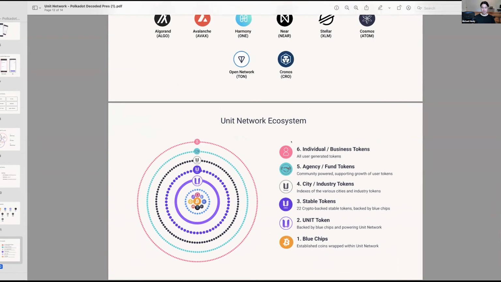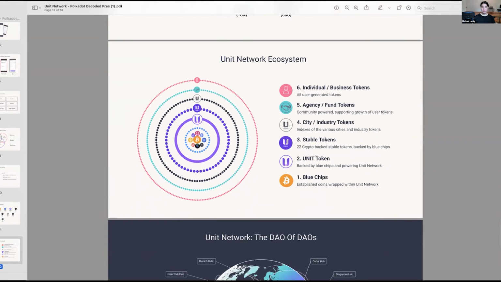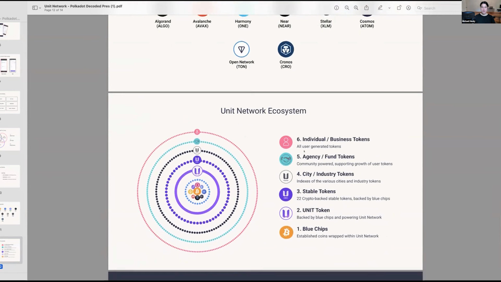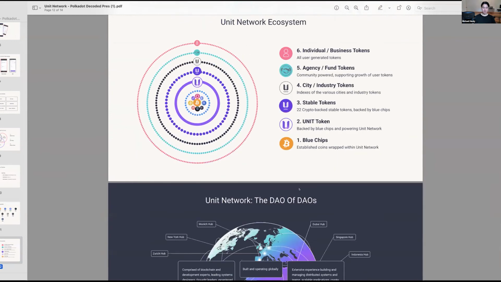This is our ecosystem flywheel. So we see tokens as operating on different levels. You've got the blue chips like Bitcoin, Ethereum, and above these blue chips, Unit needs to be backed by all of these blue chips, same with everything else. The stable tokens, the city and industry agencies are responsible for helping support and catalyze tokens, and the millions and tens of millions of individual and business tokens that operate around the world.